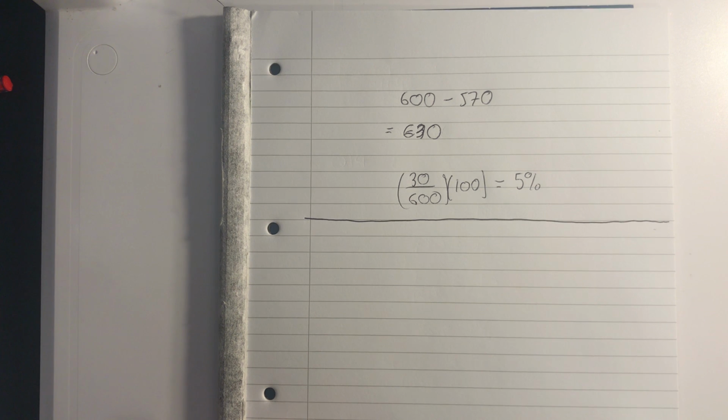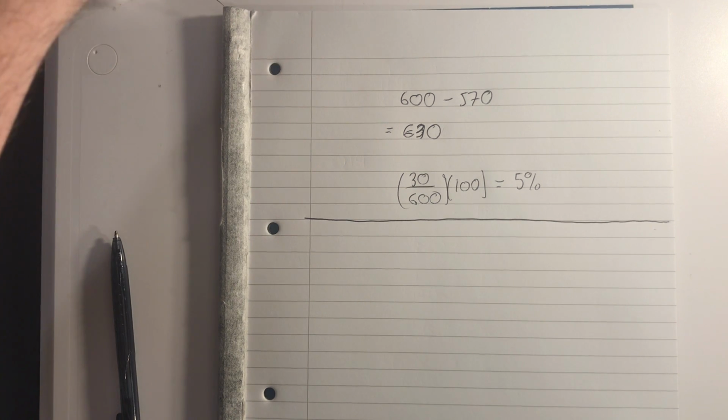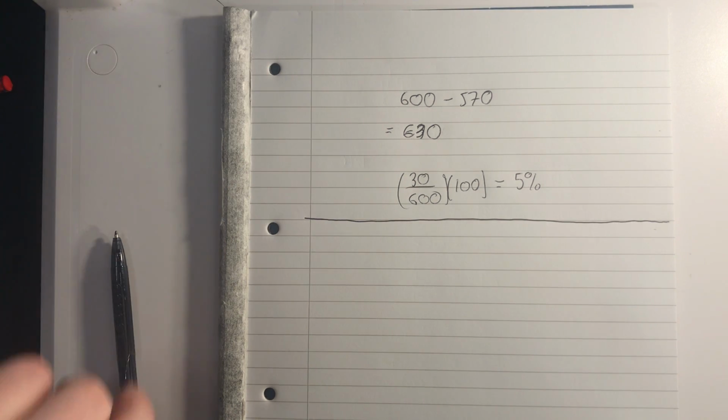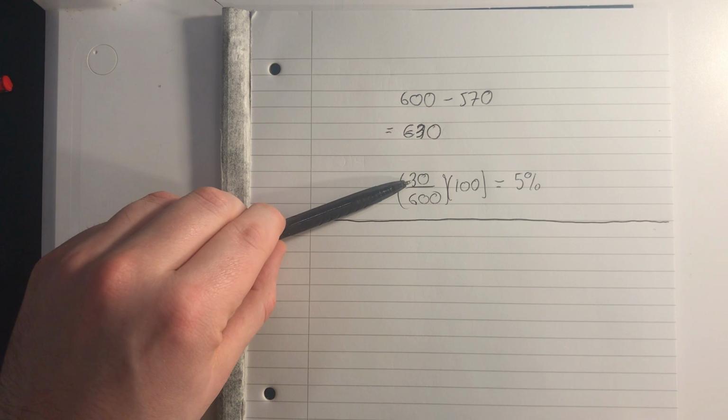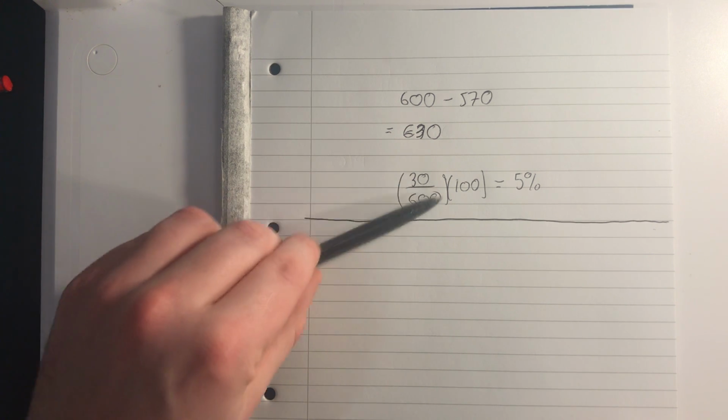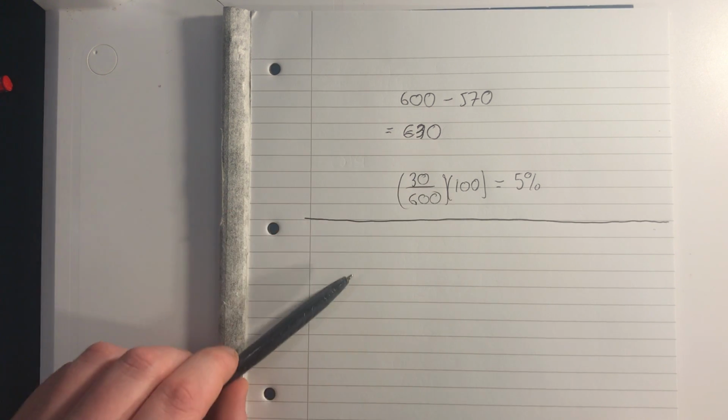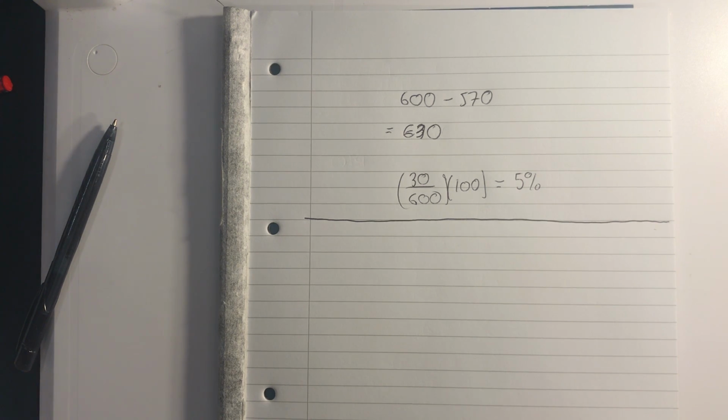Okay, so it's 5% is our answer to that. That question was really checking, can this person express one number as a percentage of another number? To do that, we write one number as a fraction of another number, and we multiply that fraction by 100.